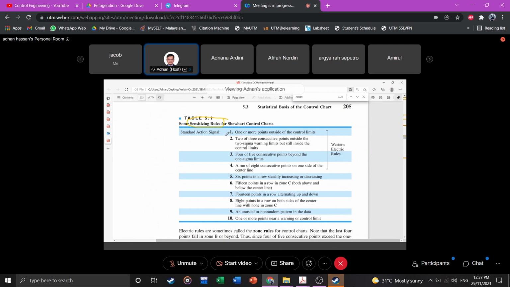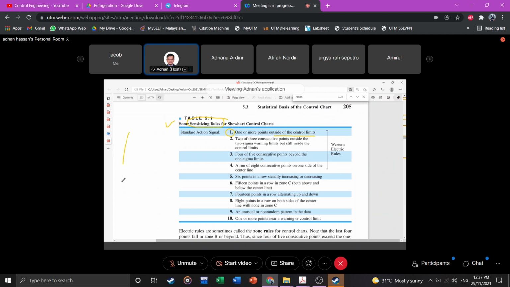So there are overlapping rules, because different researchers and scientists come up with different sets of rules, but in this book they compile them, making it a synthesizing rule. Okay, the easiest rule that we use so far is one or more points outside the control limit.